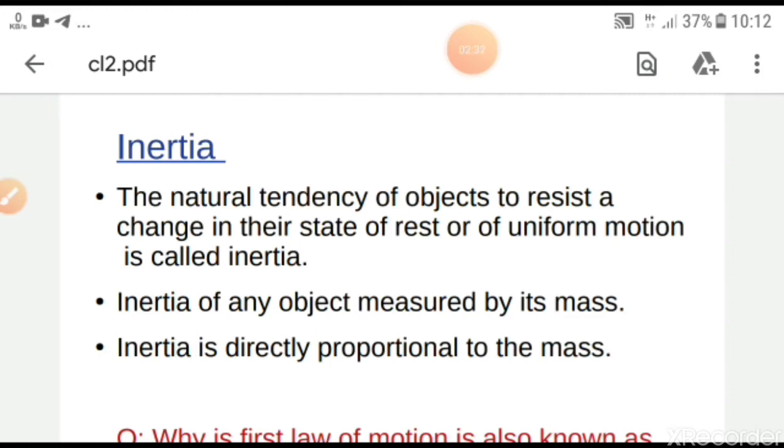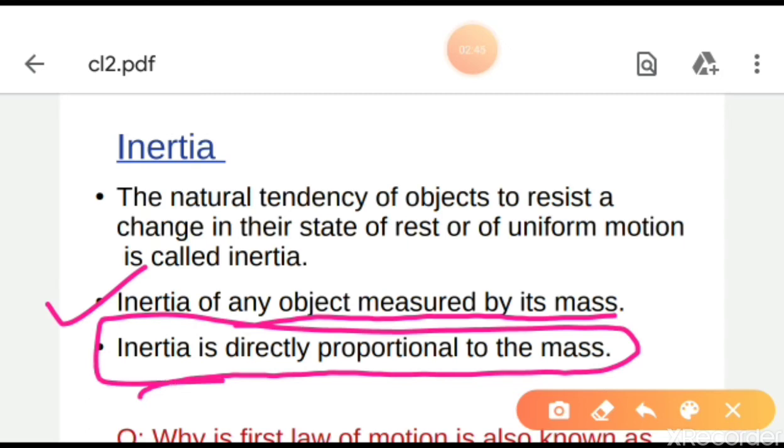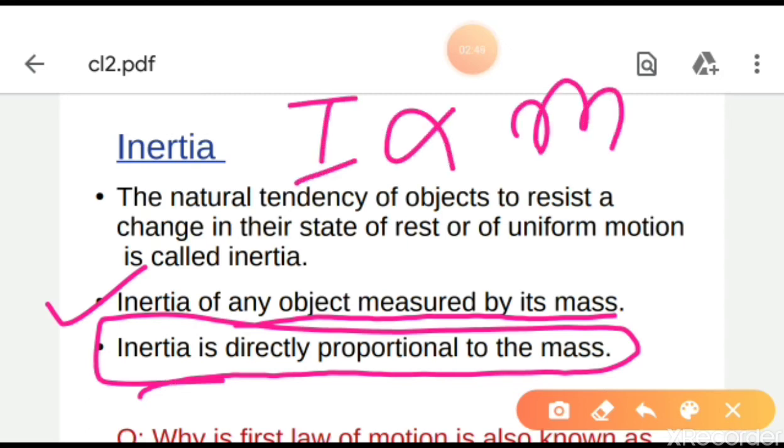Inertia of any object is measured by its mass. So inertia is directly proportional to mass. That means if mass increases, then inertia also increases, and if mass decreases, then inertia also decreases.